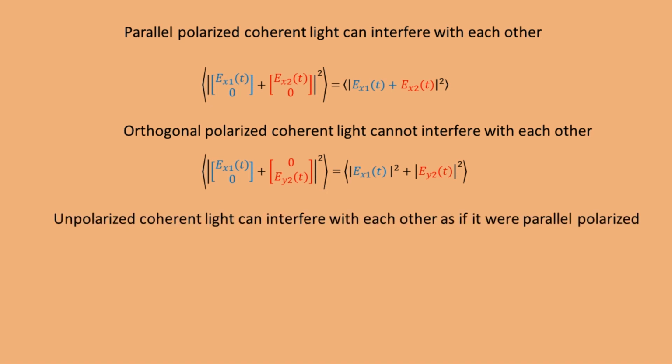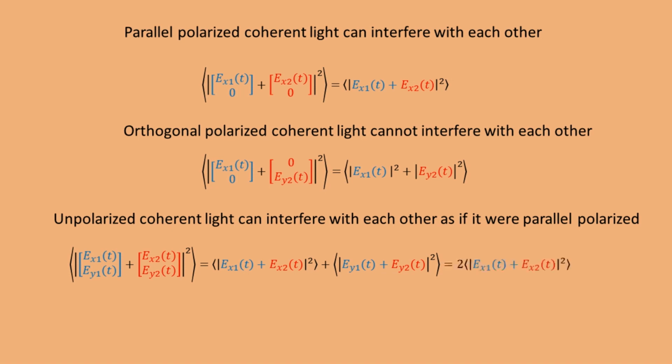If we have two fields that are mutually coherent and unpolarized, the total intensity is given by the incoherent sum of two interference patterns. But because the light is unpolarized, the interference pattern for one polarization direction shouldn't look any different from the interference pattern for any other polarization direction. So we're adding twice the same interference pattern together, so we end up with the same interference pattern as if the two fields had parallel polarization. If the two fields are mutually incoherent, then they cannot interfere, no matter their polarization states.